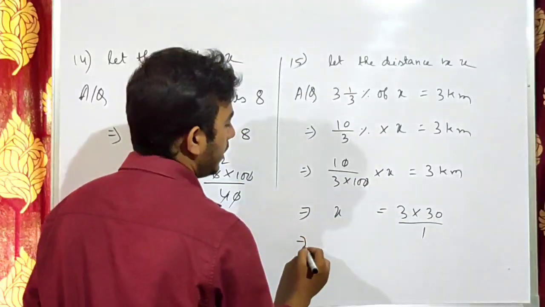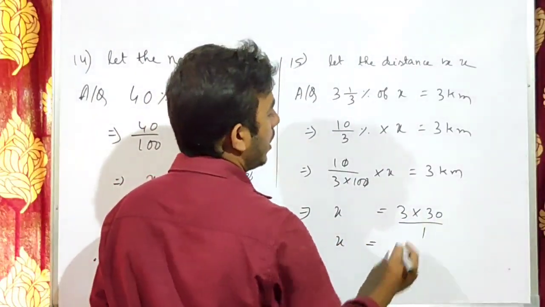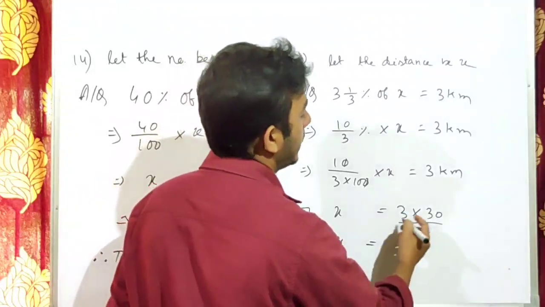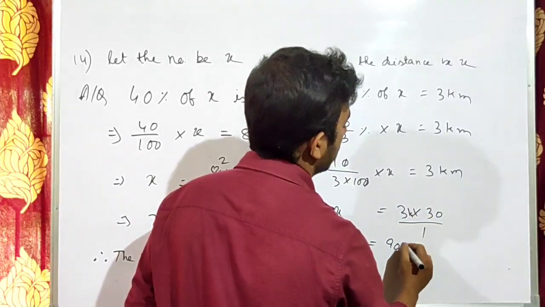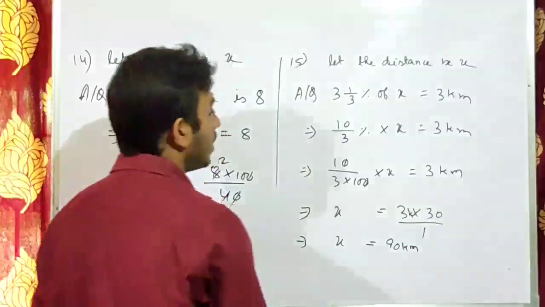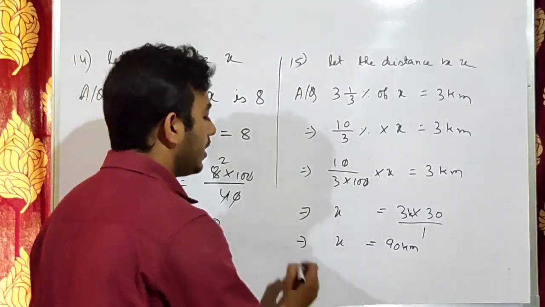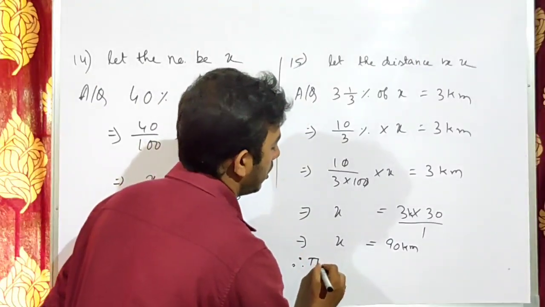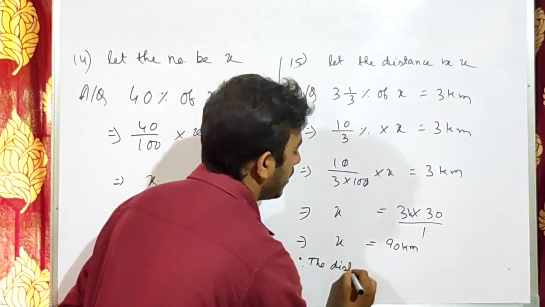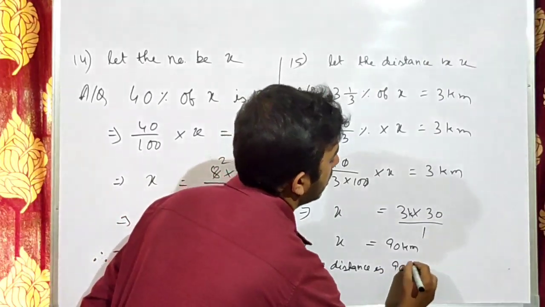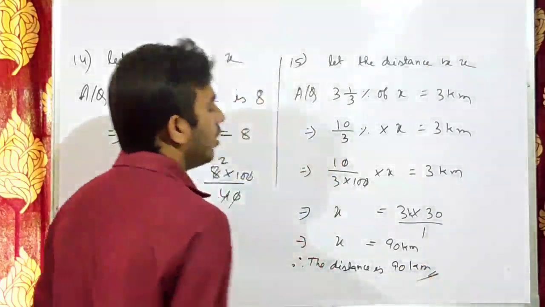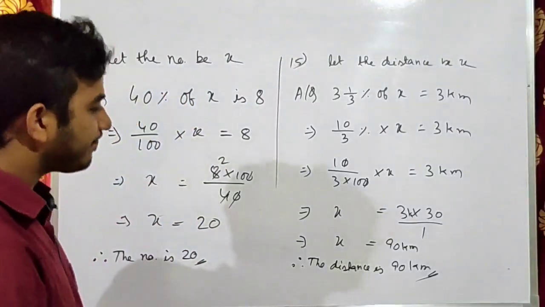No need to write the divided by 1. So it will be 3 into 30, how much? 90. Here it is kilometer. So x is what? The distance. We will write therefore the distance is how much? 90 kilometer. Okay, very good.